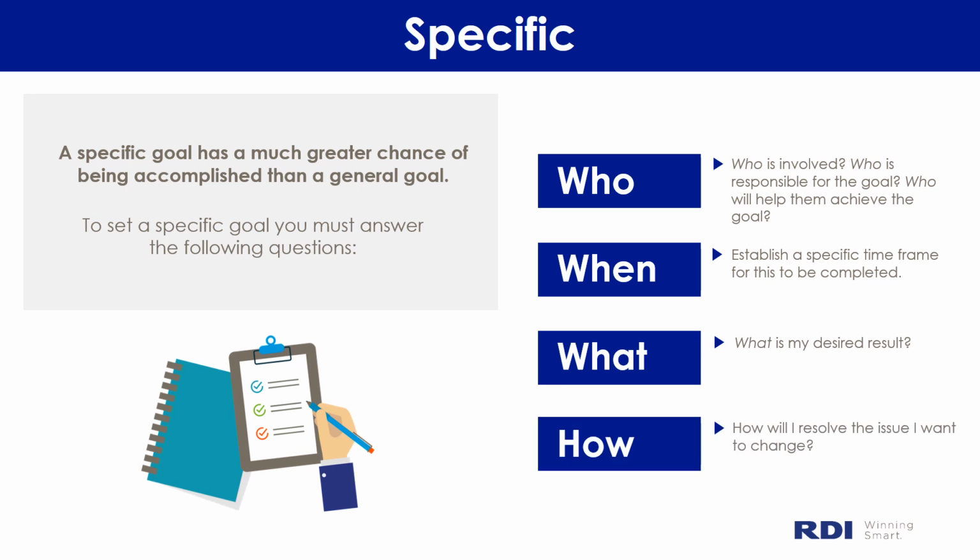A specific goal has much greater chance of being accomplished than a general goal. To set a specific goal, you must answer the following questions. Who? Who is involved? Who is responsible for the goal? Who will help them achieve the goal? When? Establish a specific time frame for when this is to be completed. What? What is my desired result? And then how? How will I resolve the issue I want to change?